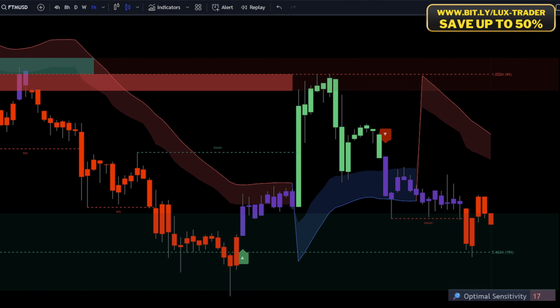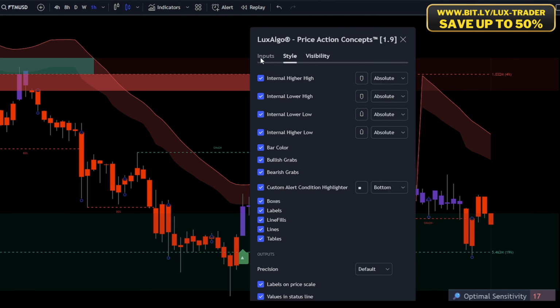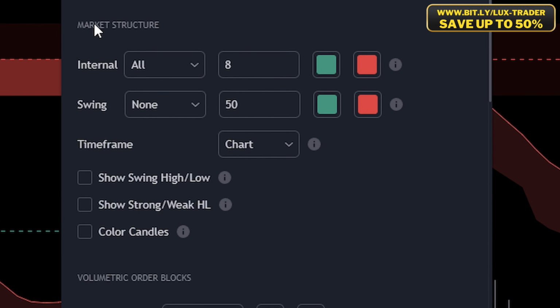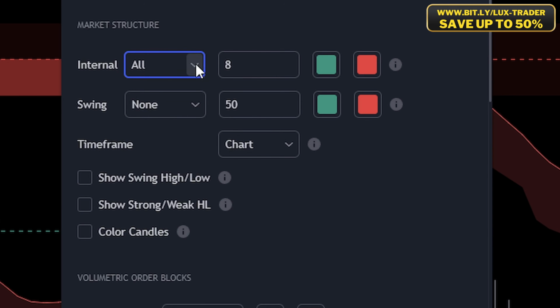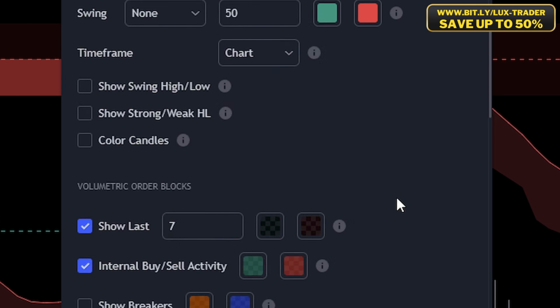Moving on to our second indicator, open the settings of the Price Action Concepts indicator, and let's start with the Market Structure labels. We want to use the internal market structure labels as an entry confirmation, so make sure to set this option to All. Depending on the asset's volatility, you should use a look-back period between 5 to 10. Personally, I prefer using 8 for the 1-hour time frame. For example, when trading Bitcoin on lower time frames like 5 or 15 minutes, I am using a value of 10. The same principle applies to order blocks.